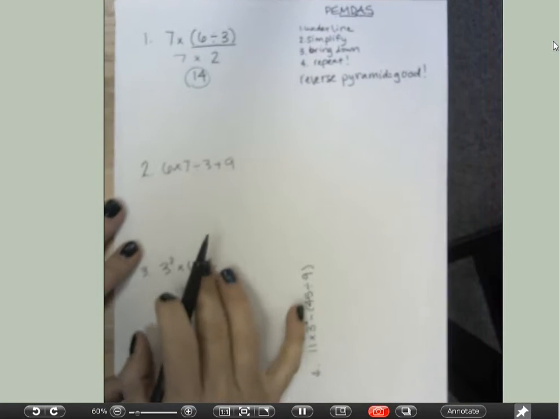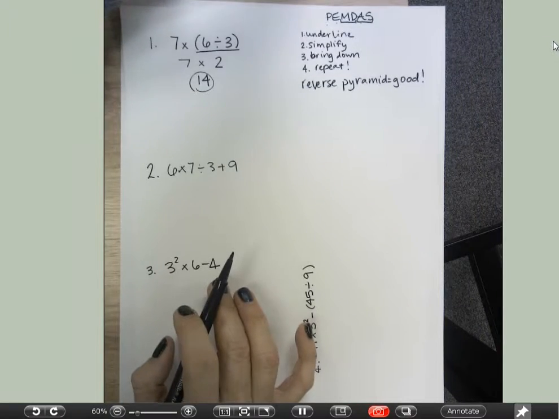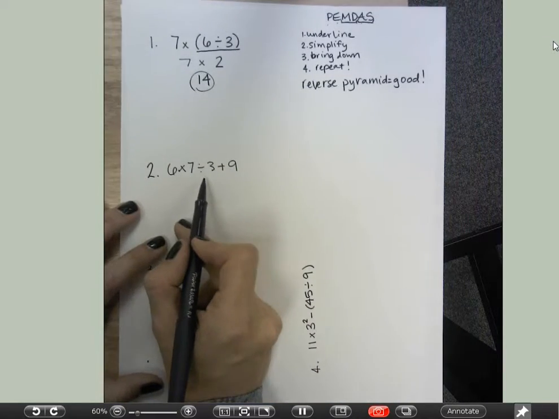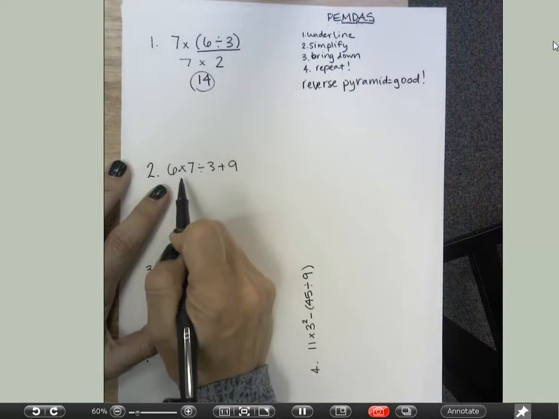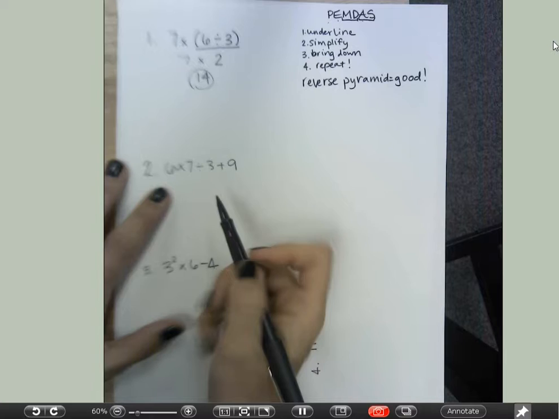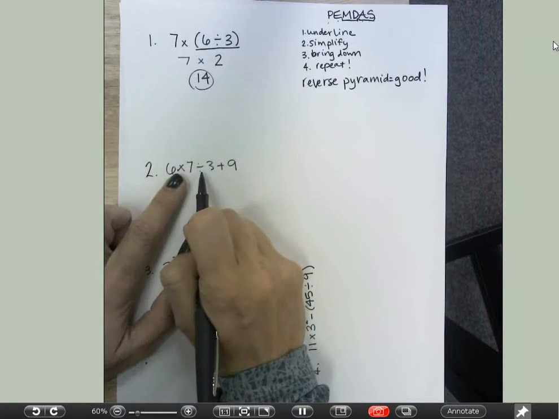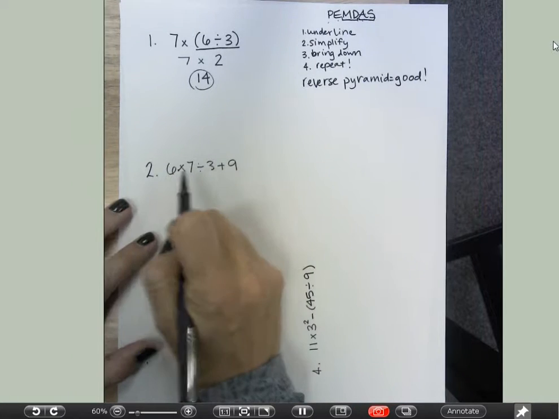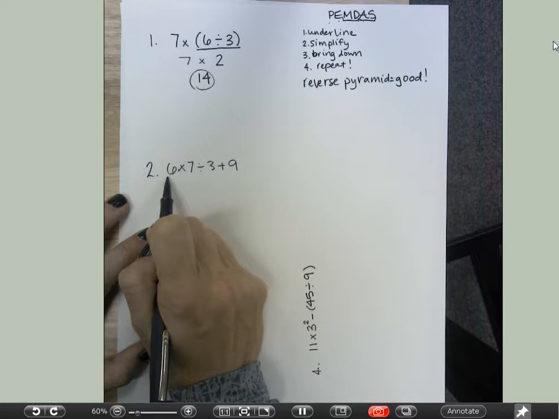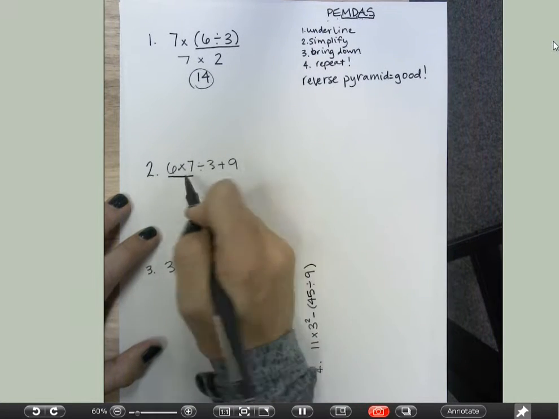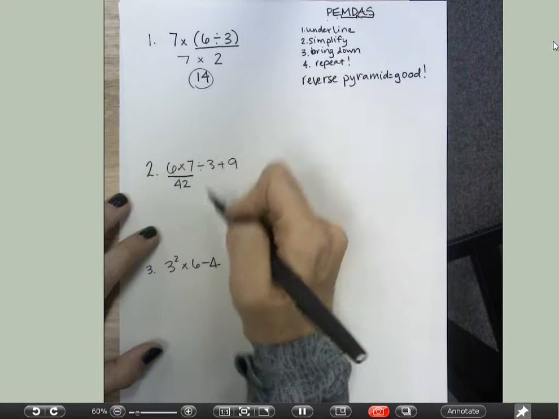So let's look at a problem with a little bit more to it. So we've got 6 times 7 divided by 3 plus 9. So we don't have any parentheses, we don't have any exponents, but we've got some multiplication and division. So luckily for us, the multiplication comes first. But even if these symbols were switched, we would still do this first term first because multiplication, division, whichever comes first. So we're going to underline, and then we're going to simplify. 6 times 7 is 42, and then we're going to bring down.